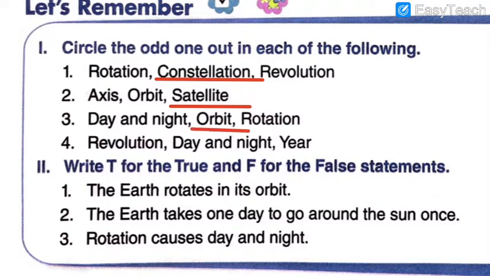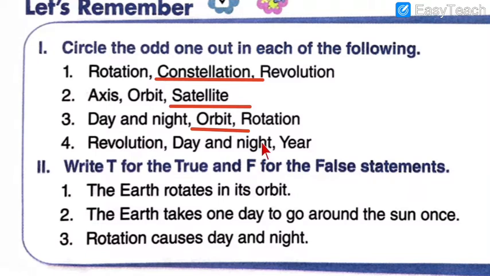Obviously orbit. Why? Because day and night happen because of the rotation movement of our earth. So they are directly related to each other, and so orbit is the odd one. I hope you are getting the same answers as I am, students, and at least you are trying to find it out before I underline the odd one. Number 4: revolution, day and night, year.